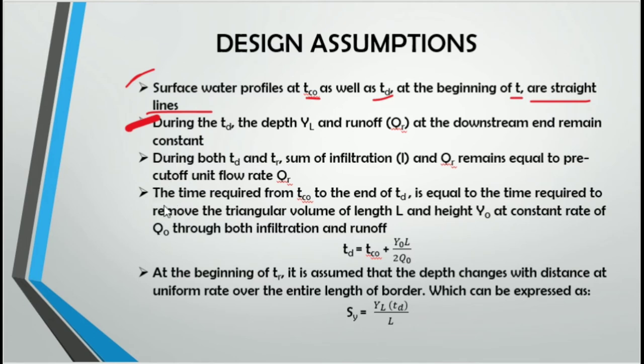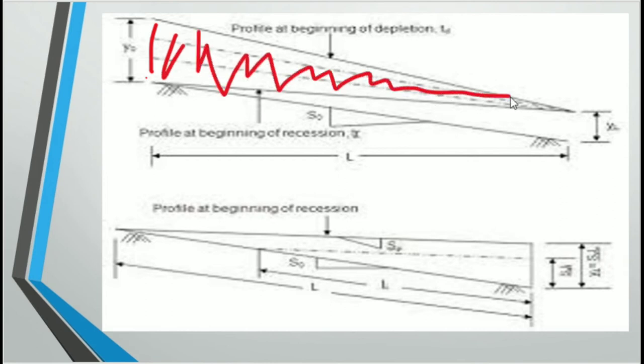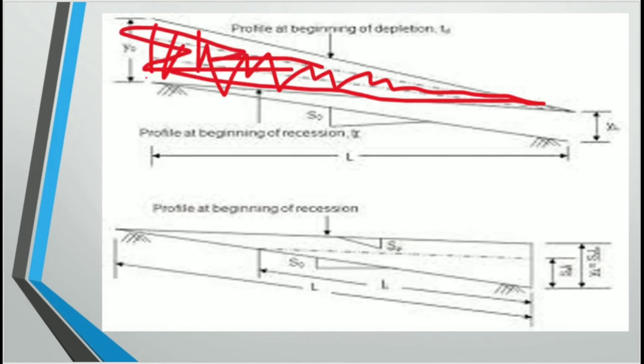So here in our fourth assumption, the time required from time cutoff to the end of time of depletion is equal to the time required to remove the triangular volume of length L and height YO at a constant rate of QO through both infiltration and runoff. So this is basically just trying to remove all this triangular part here, or the time to deplete.